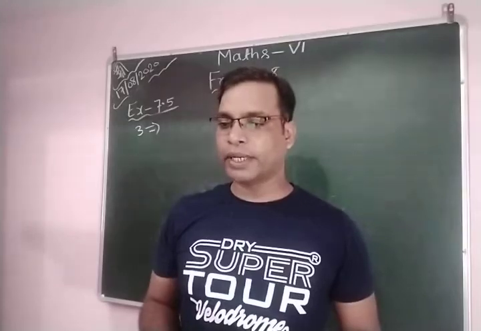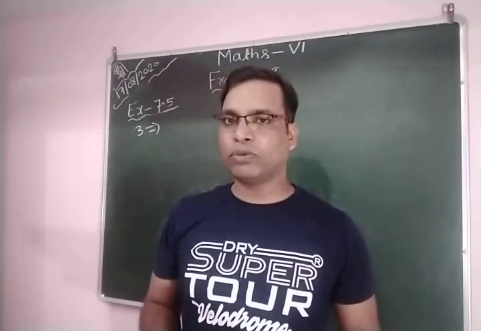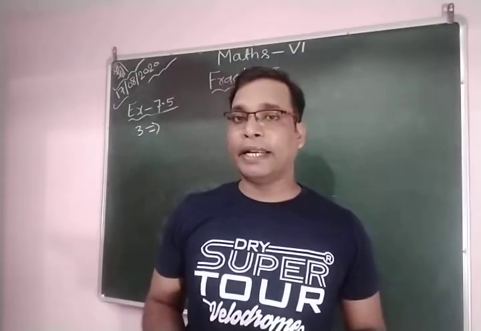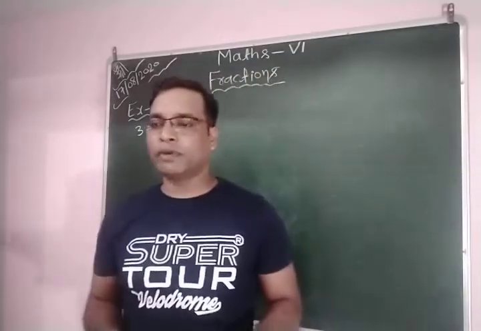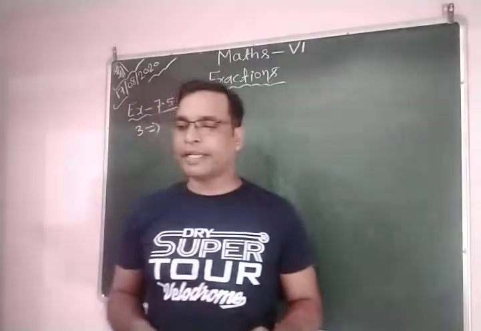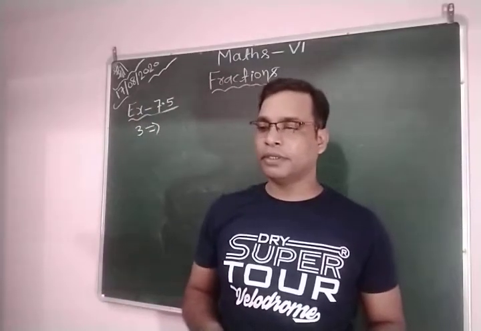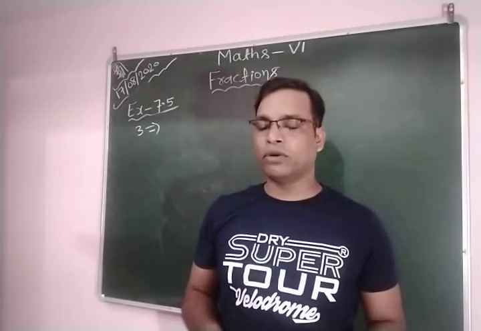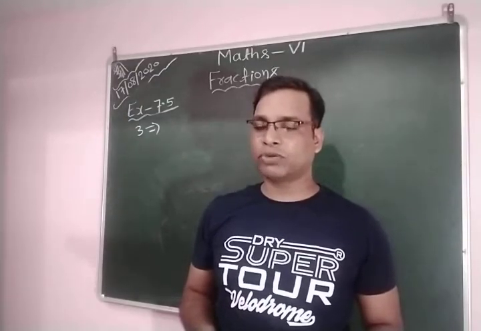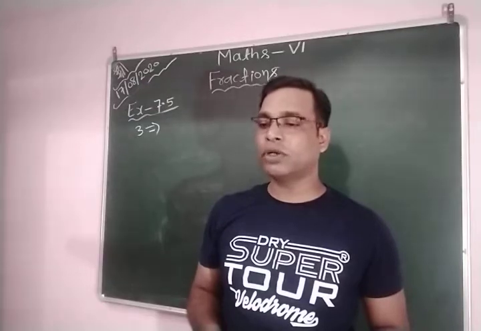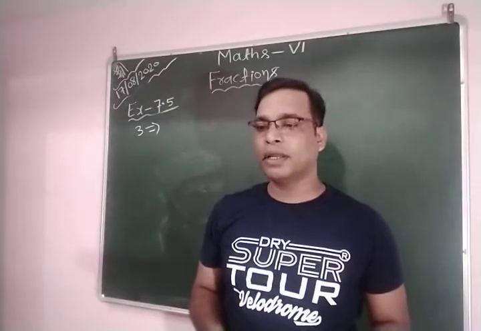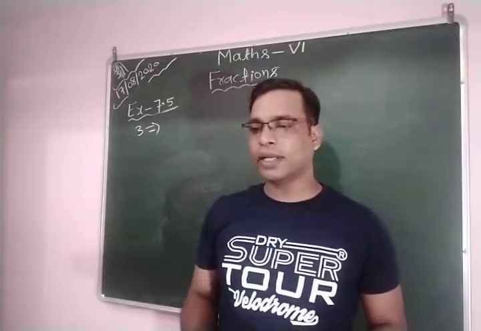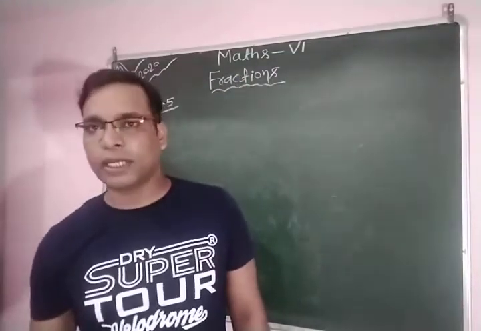So the fraction of wall painted by Shubham is 2 by 3, and the fraction of wall painted by Madhvi is 1 by 3. Total painting by both of them is 2 by 3 plus 1 by 3, which is equal to 1. Therefore they painted the complete wall. Let's see how to solve it.